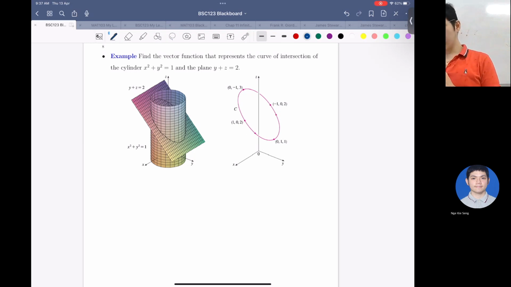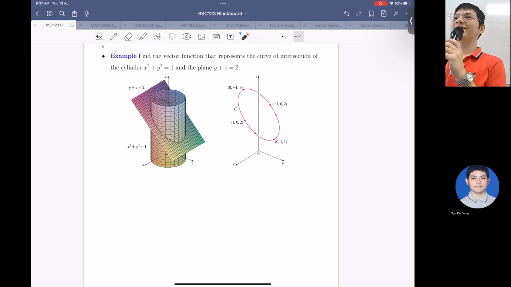Because the intersection you get is just a curve, but a slanted curve, a slanted ellipse in this case. So in particular, this is a space curve. Okay, so what to do?